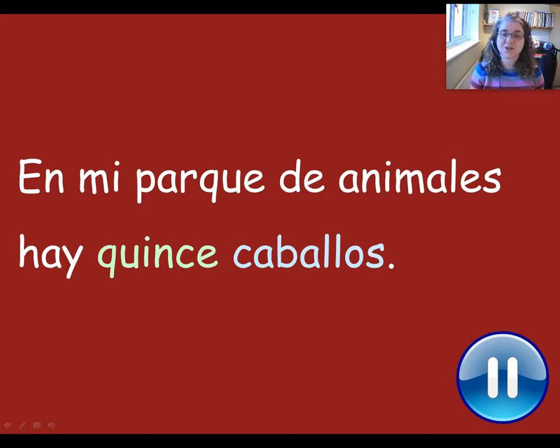How did you get on with those? Did you notice that they all started off the same? They all started off en mi parque de animales hay, but then there was a different number and a different animal in each of them.